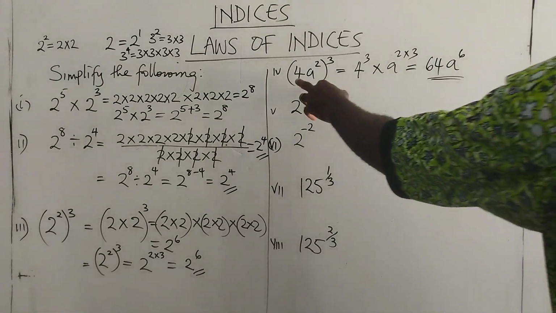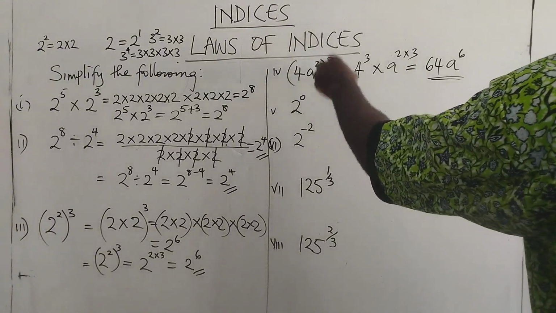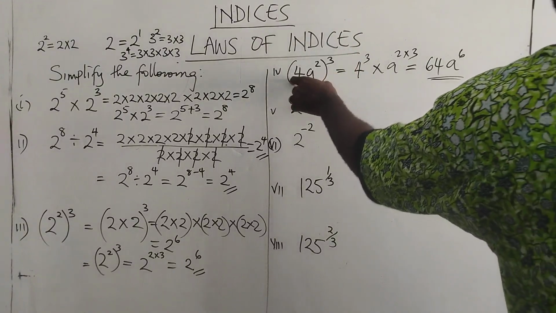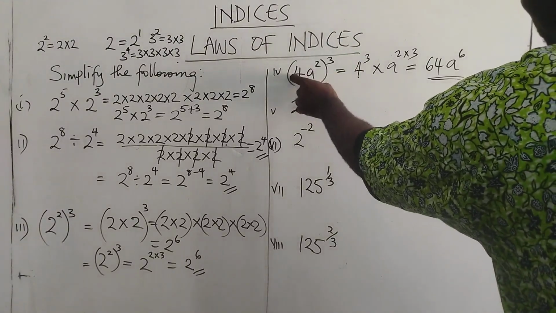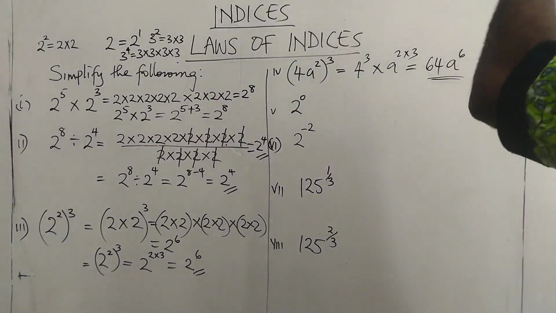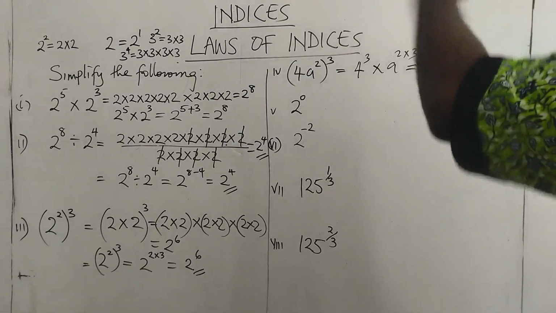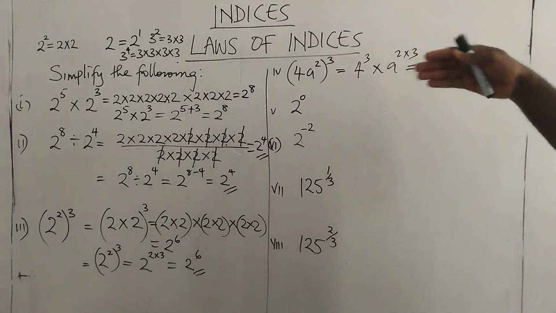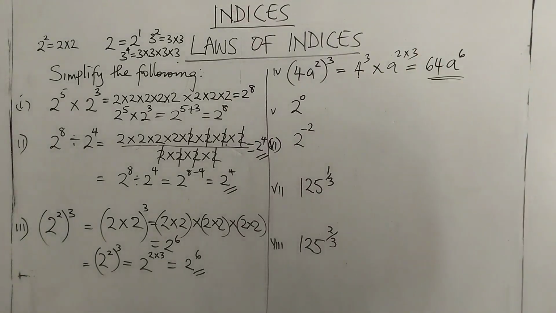So the product power law says when there are two numbers that are multiplying themselves in a bracket and there is a power outside the bracket, share the powers to each and every one of those numbers that are multiplying themselves. That's what this is talking about.